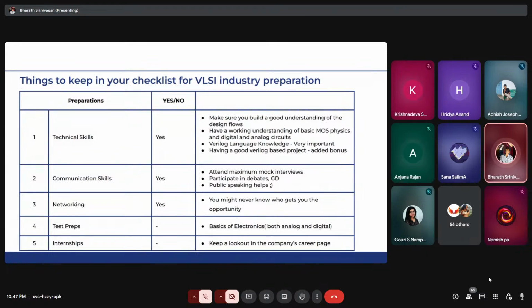Internships. Keep a lookout. I would say that will be on the company's career page. Check out LinkedIn as well. Sometimes it will be there. And keep pinging your seniors. They might know of any internship that's happening in their team. So sometimes that might also be helpful. The networks that you build might be helpful there as well.